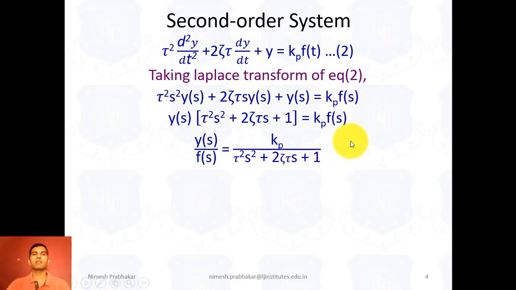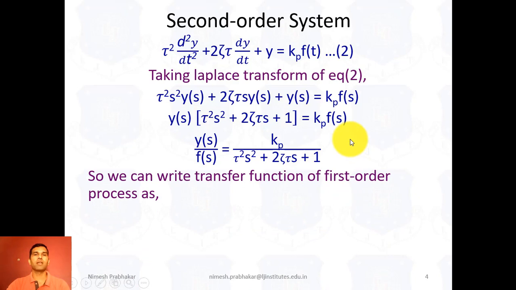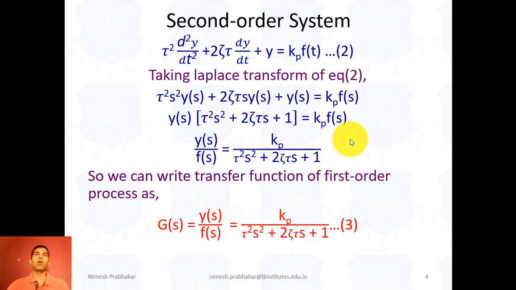But y of s upon f of s is nothing but the transfer function. So we can write the transfer function of second order equation as g of s is equals to y of s upon f of s is equals to kp upon tau square s square plus 2 zeta tau s plus 1. So this is the transfer function of second order equation.